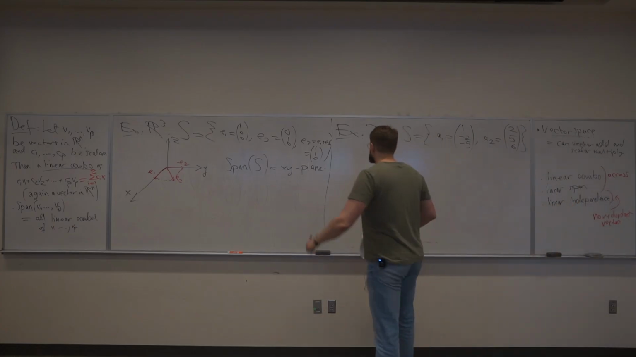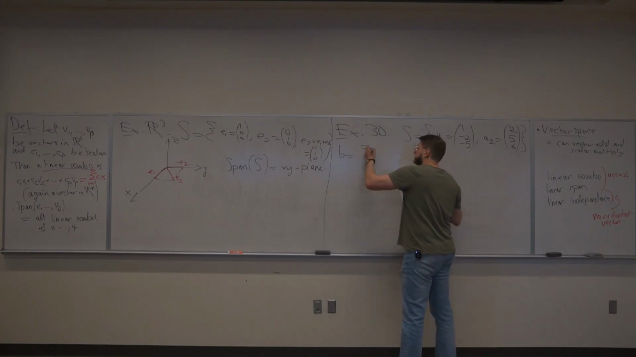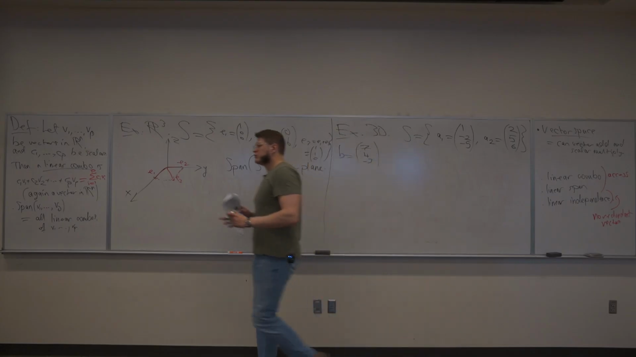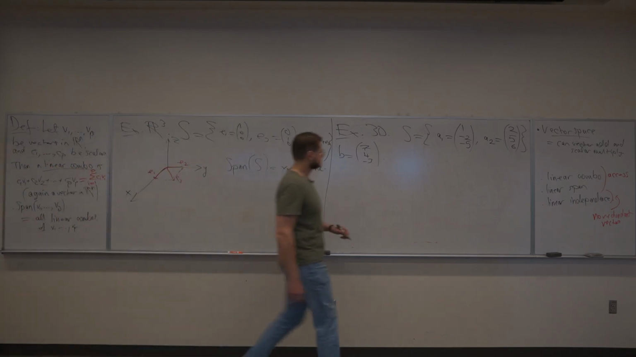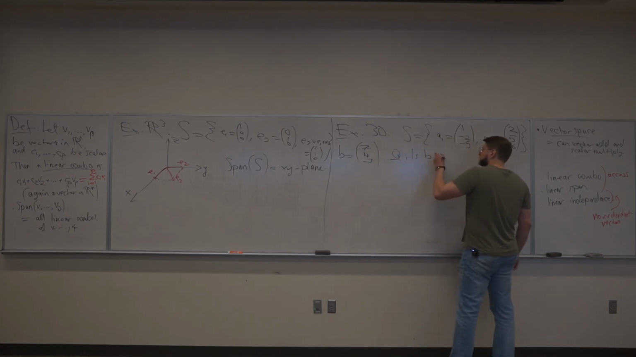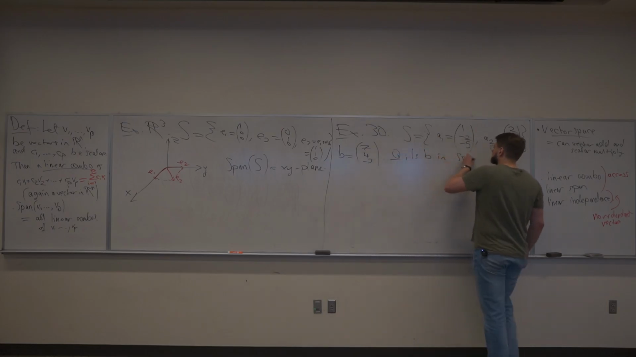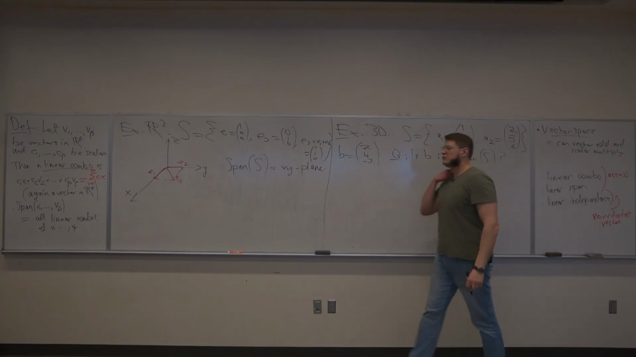And I have this other vector, the target, (7, 4, -3). The question is, can I access B using linear combinations of A1 and A2? In other words, is B in the span of A1, A2? Question, is B in the span of S? Now, how do you figure that out?